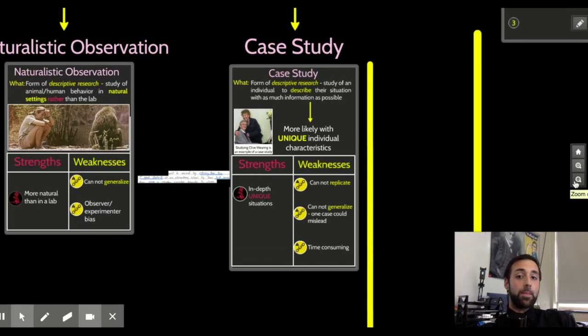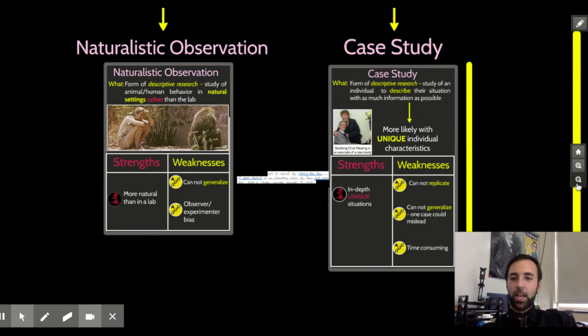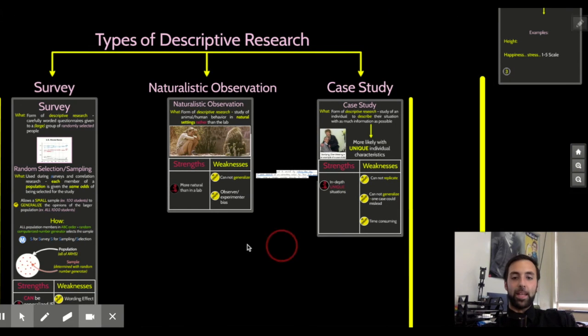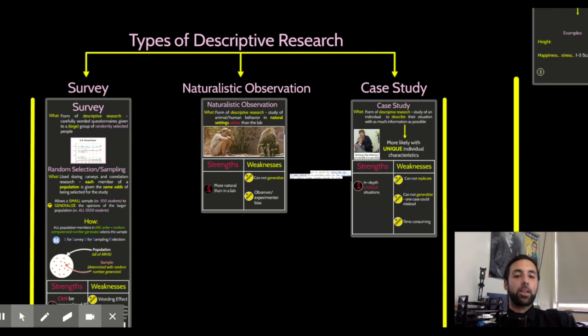But if you did want to study memory, maybe looking at somebody like Clive would be appropriate. And then all of a sudden, something like an observation or a survey wouldn't be as ideal. So it really depends on the topic that you're trying to study.